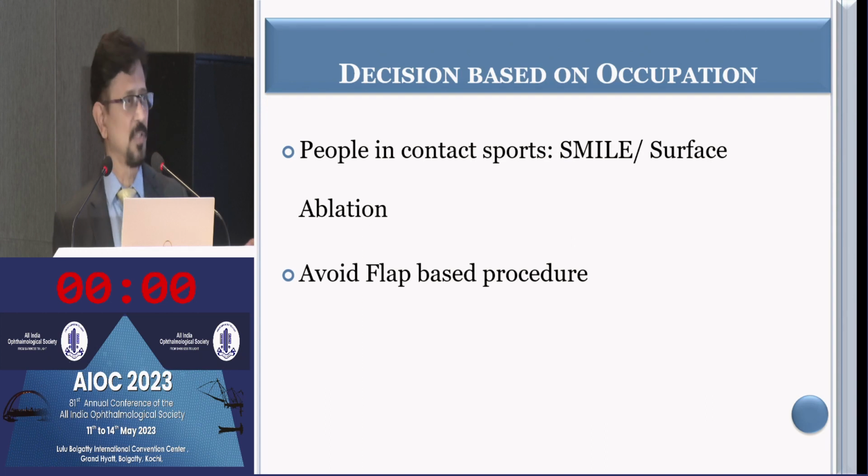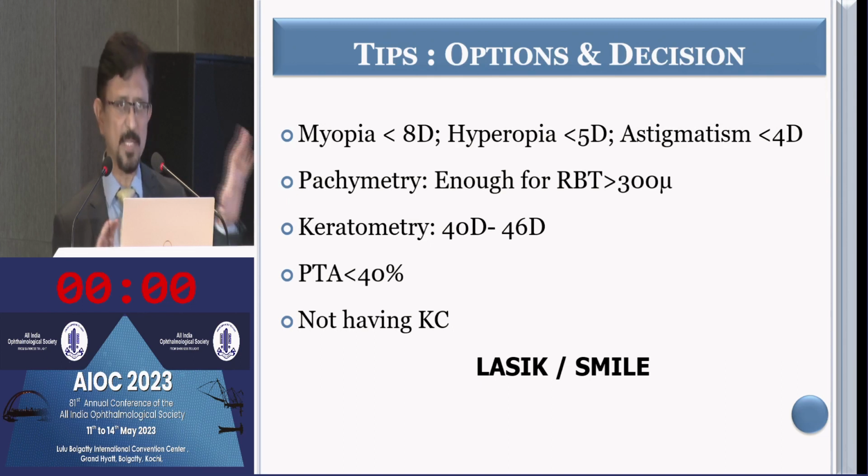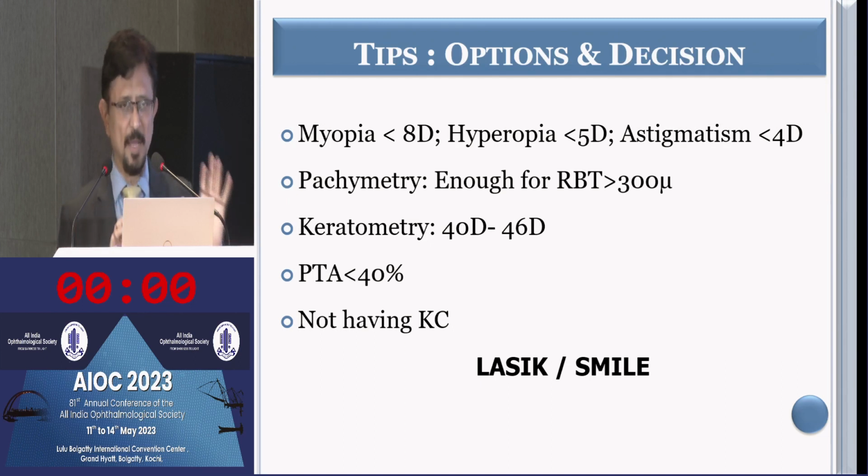It also depends on the occupation of the patient. If somebody is in contact sports, then flap-based procedures should be avoided, and we can do SMILE or surface ablation. Based on the literature and our own experience, we follow this guideline: if there is myopia of less than 8 diopters, hyperopia less than 5 diopters, astigmatism less than 4 diopters, and pachymetry enough for RBT more than 300 microns, keratometry between 40 to 46 diopters, PTA less than 40%, and no evidence of keratoconus, we can go ahead with LASIK or SMILE, anything, microkeratome LASIK or FM2 LASIK.